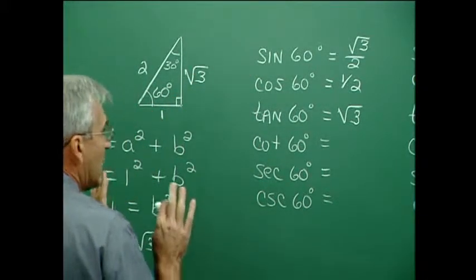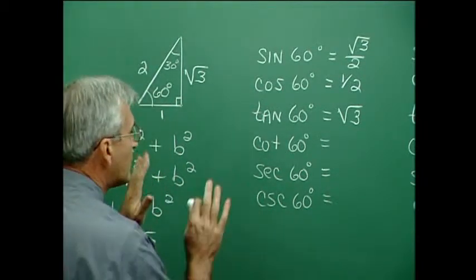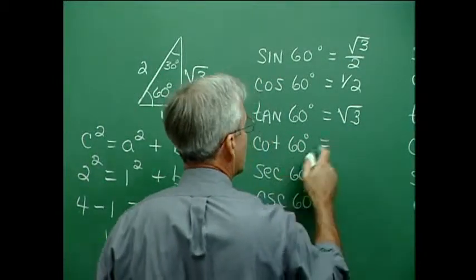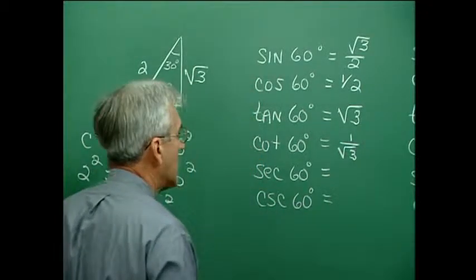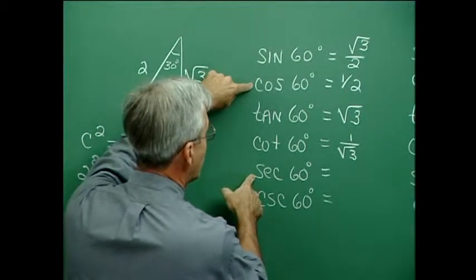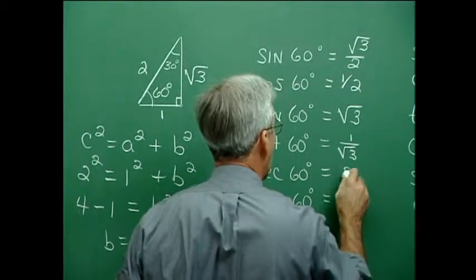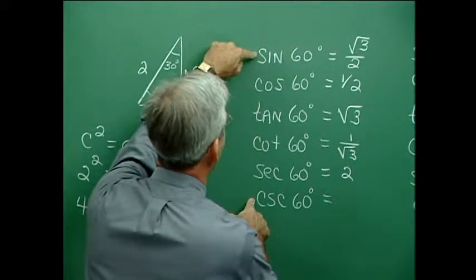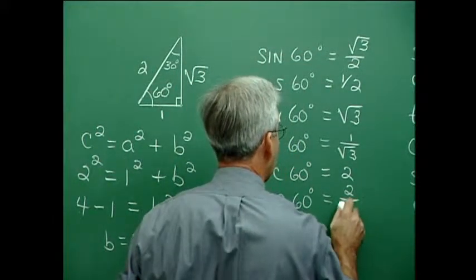Now we can emphasize the idea of rationalizing, but I'm not going to mess with it too much right now. I just want to emphasize that these are reciprocals, and therefore the cotangent of 60 degrees is 1 over the square root of 3, which can be rationalized. And then secant 60 degrees is the reciprocal of cosine 60 degrees, and the reciprocal of 1/2 is 2 over 1, or simply 2. The cosecant of 60 degrees, the reciprocal of sine, flip this over, and we have 2 over the square root of 3.